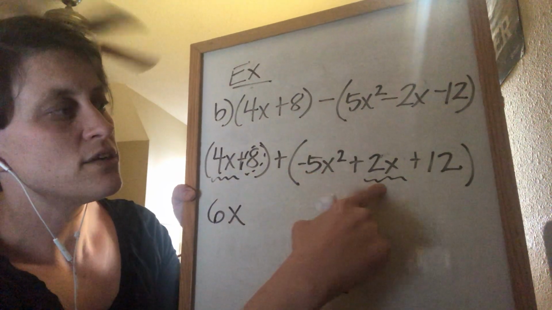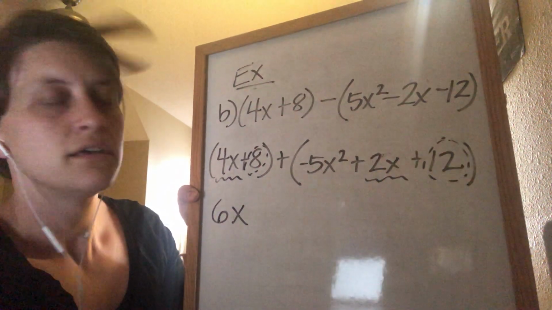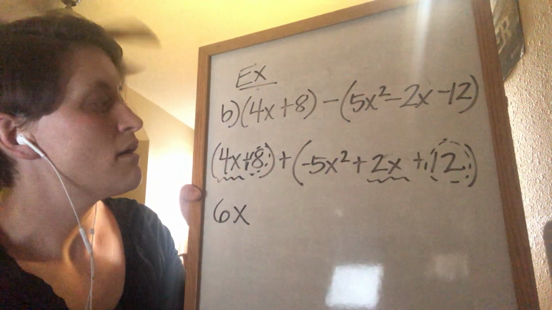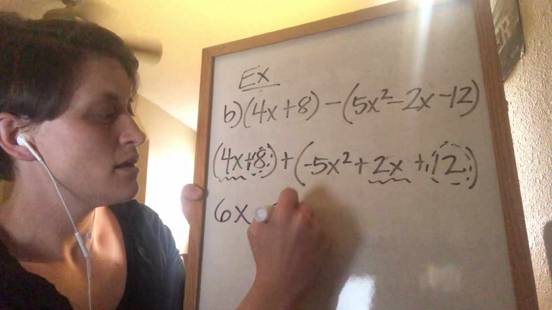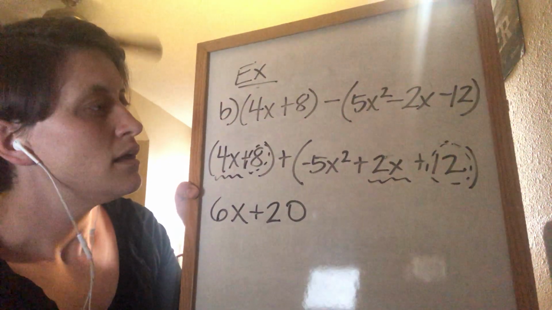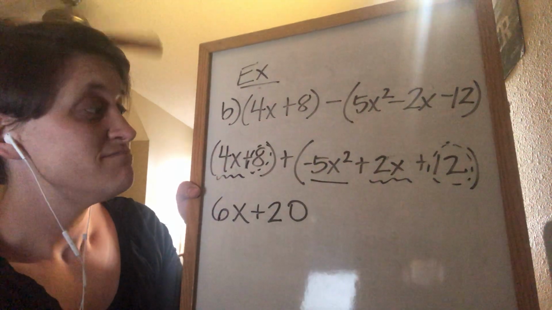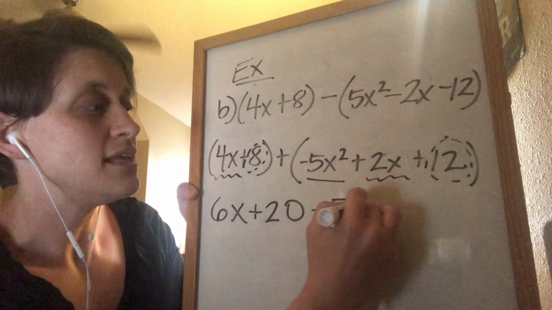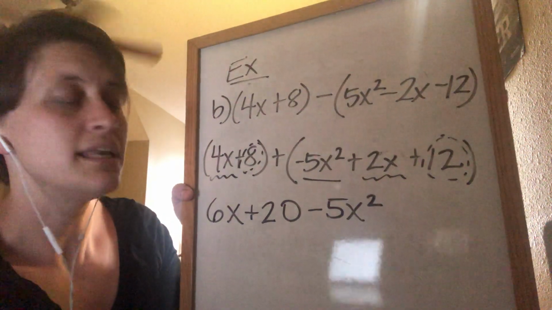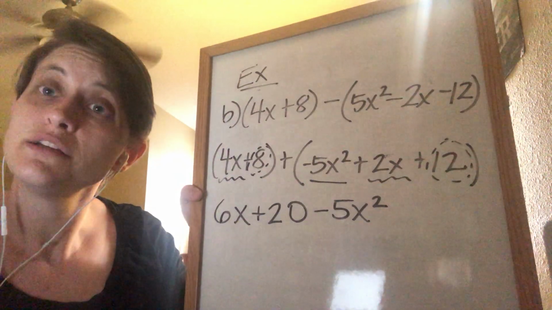All right, next type of term I see is a number. So we look for terms that are just numbers, and I see this one here. So I can put those two together. 8 plus 12 is 20. And the only term I have left is this 5x squared, and there's no other x squared to go with it, so it can't be combined with anything. So it just stays minus 5x squared. All right, and that concludes the polynomial section.